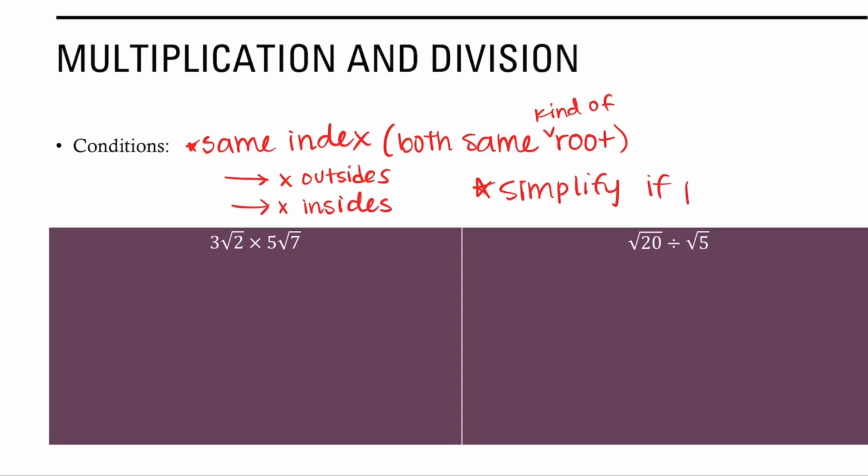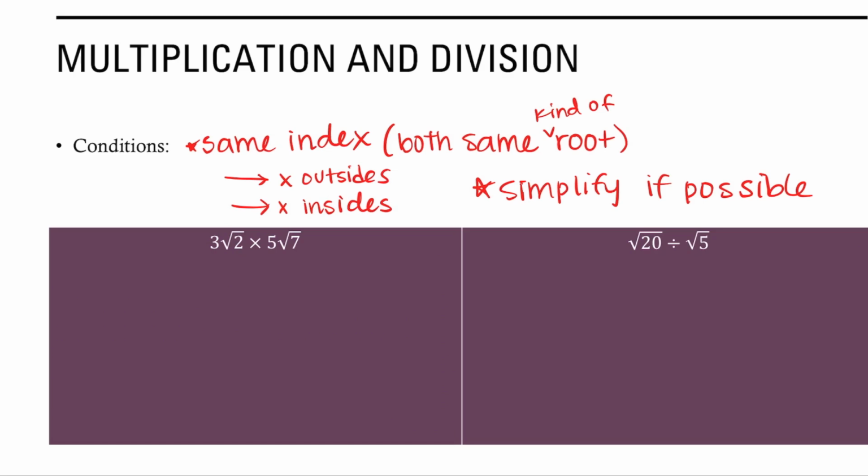Simplify if possible. And I say multiply, obviously it could also be division. So addition, subtraction, you're combining like terms, you're making sure everything matches, and then you're combining the coefficients. In multiplication and division, you do outside by outside and inside by inside.